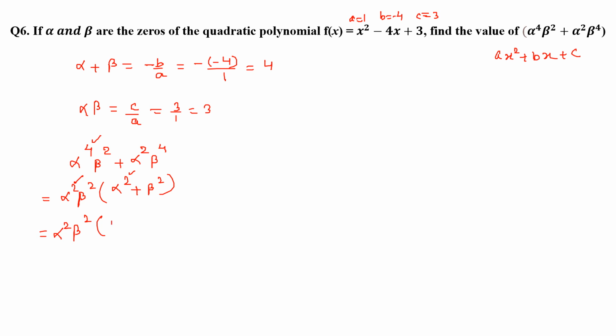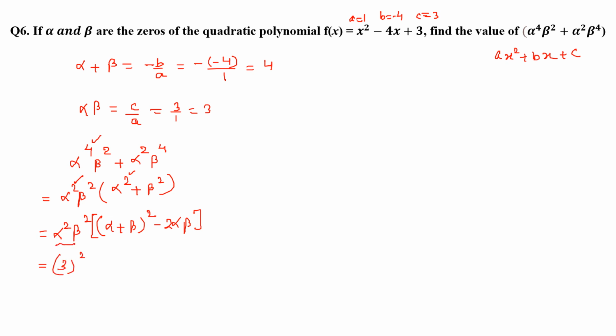Alpha square plus beta square is the same as alpha plus beta whole square minus 2 alpha beta. You can go to the previous question, where I have solved this one. Now the next step is to substitute all the values. So alpha square beta square means alpha beta whole square.